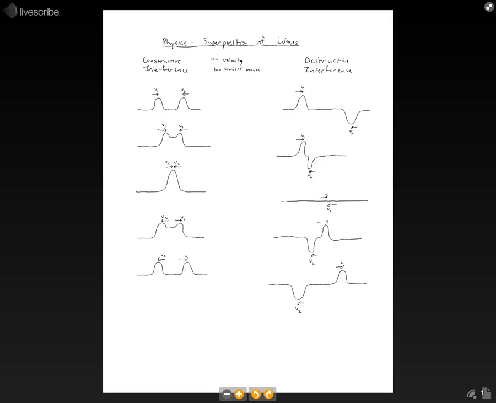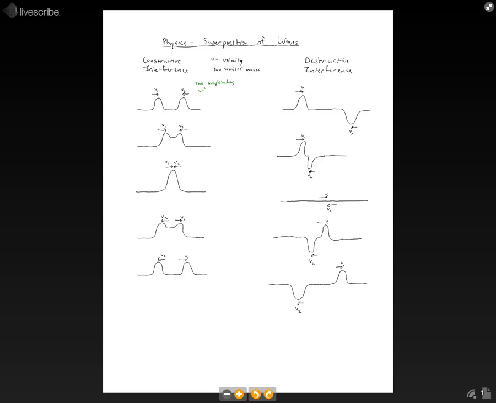This video is a lesson over superposition of waves. And so there's two common types of superposition that we can think about, and one of those is constructive interference.